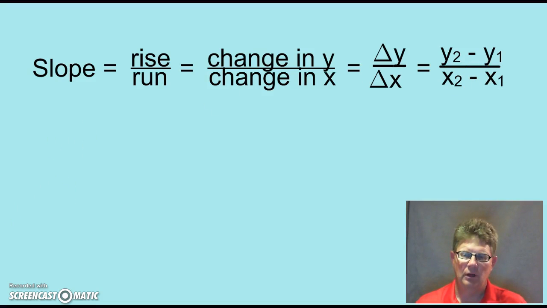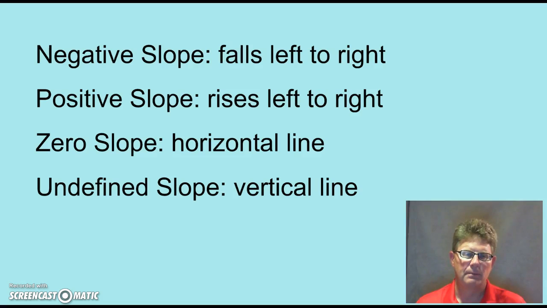Now let's talk a little bit about slopes as they relate to a coordinate plane. In a coordinate plane, negative slope falls from left to right. It will be downhill from left to right. Positive slope rises from left to right. That's going uphill from left to right in a coordinate plane. A zero slope will be a horizontal line. It won't go up, it won't go down, it will just be a horizontal line. And undefined slope is a vertical line. You usually get undefined slope when the change in x is 0.